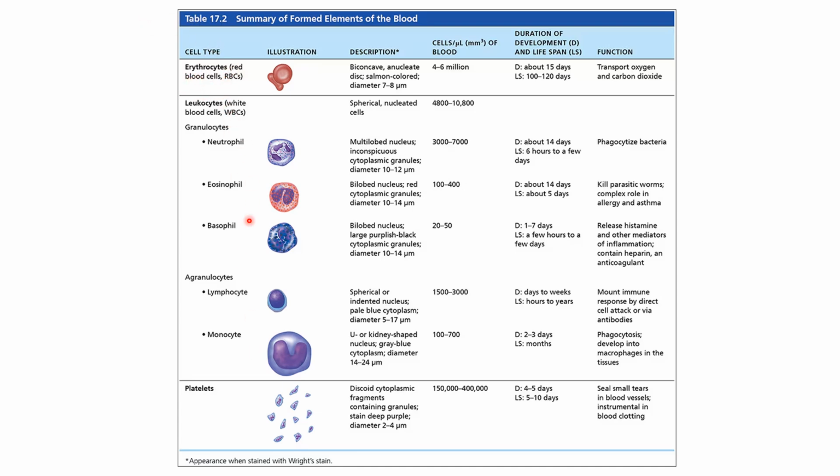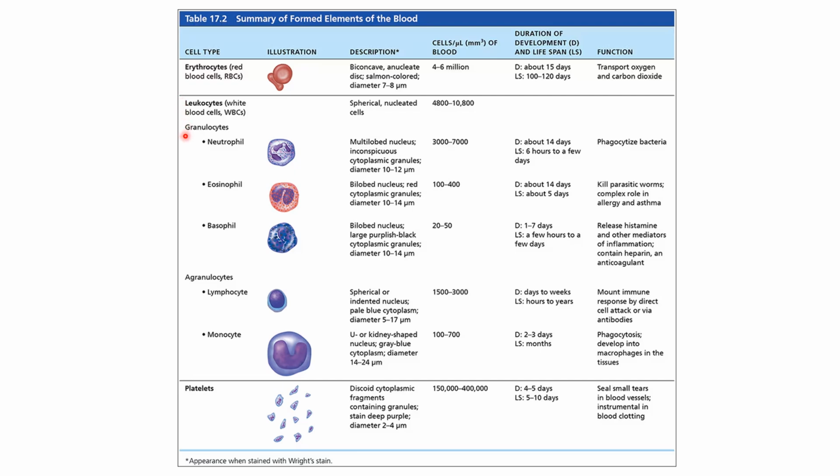So I will quickly go over it. So erythrocytes are the red blood cells. They're biconcave, right? They're anucleate, they're salmon colored, and they're small compared to the WBCs. Their diameter is 7 to 8 micrometers. Okay. And then they are present 4 to 6 million per cubic millimeter of blood, and their lifespan is about 100 to 120 days. And what is their primary function? They transport oxygen and carbon dioxide. So these are the red blood cells.